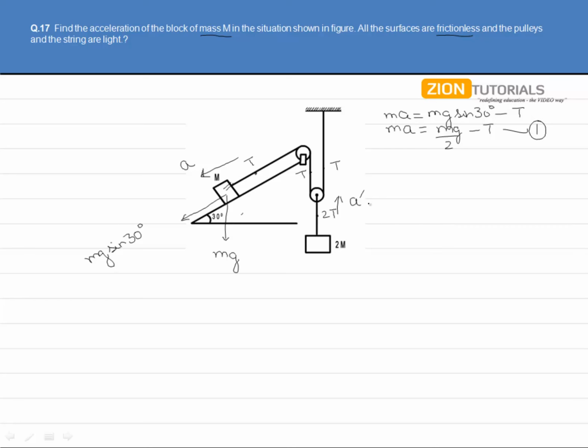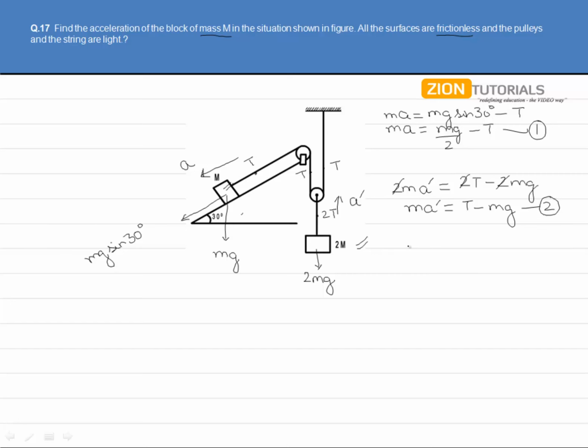Now moving on to the block of mass 2m, we know that a 2mg force is acting in the downward direction. So framing the equation for this block, we can write 2m into a dash is equal to total force in the direction of a dash, that is 2T minus 2mg. Cancelling the factor of 2 on both sides, we get ma dash equals T minus mg, marking this as equation number 2.